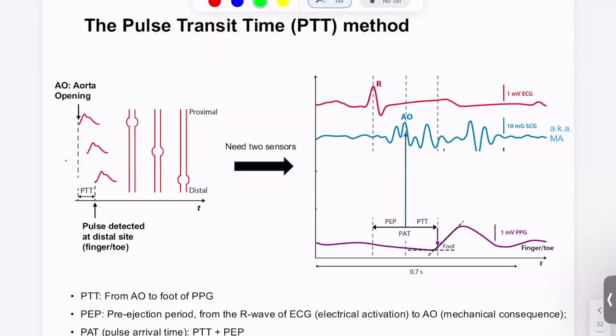So how can we detect PTT? That means we need two sensors, one at the heart, one at a finger or a toe. So first, let's begin with the easy one. How can we detect a pulse at a finger or a toe? How can we do that?